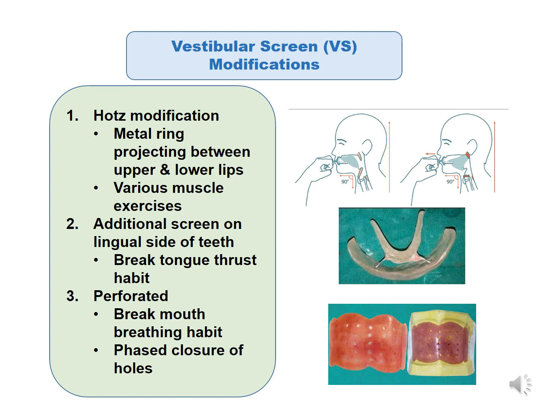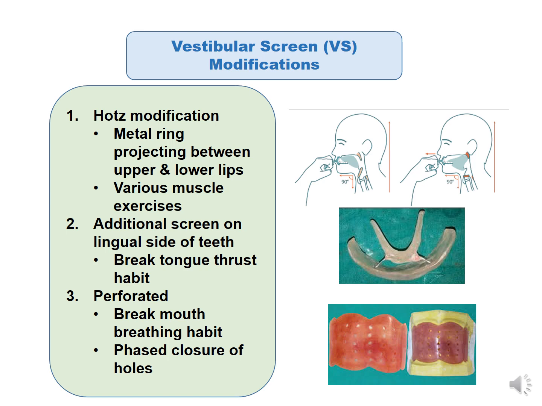Now, the vestibular screen can be modified in various ways, one of which is the Hotz modification, whereby a metal ring projects between the upper and lower lips. This metal ring can be used to conduct various muscle exercises. The second modification is to put an additional screen, as you can see here, on the lingual side of the teeth. The idea of this is to break the tongue thrust habit.